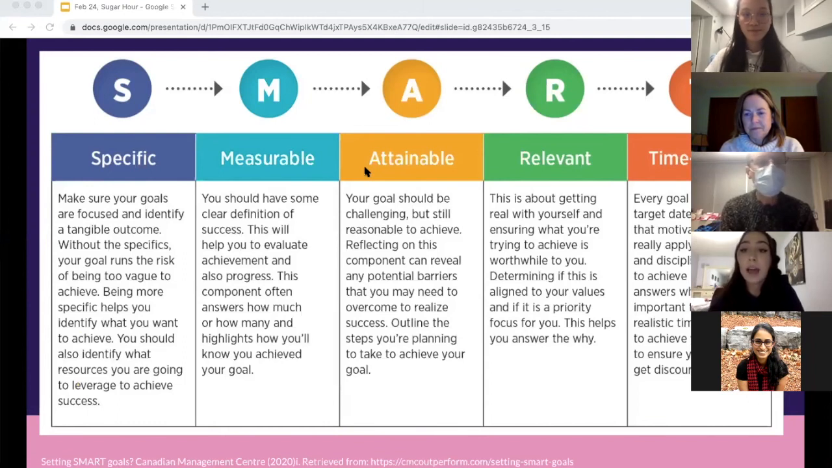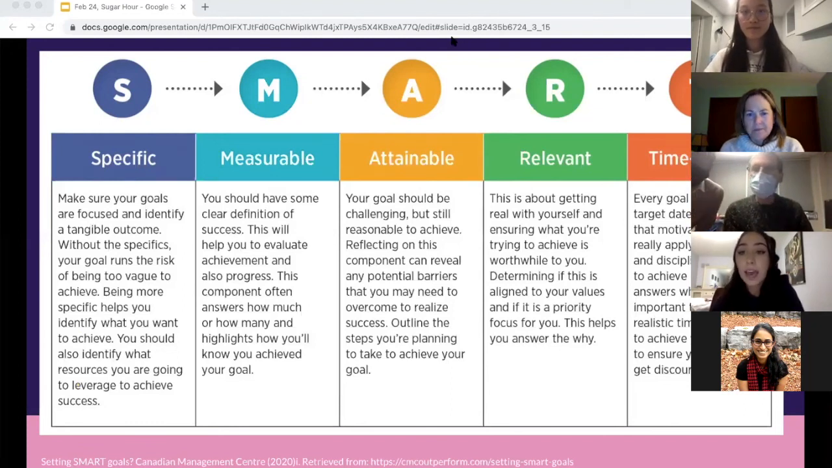Next is the letter M for the goal being measurable. This is the idea that we should have some clear definition of success. And this is important so we can evaluate how much we've progressed and what our achievement looks like thus far. So this could be achievement in numbers. It could be measurable in other ways, so long as you're able to track and see how far you've progressed since you've started.